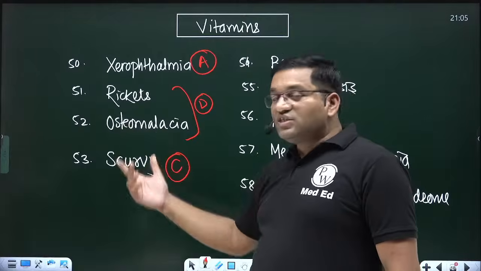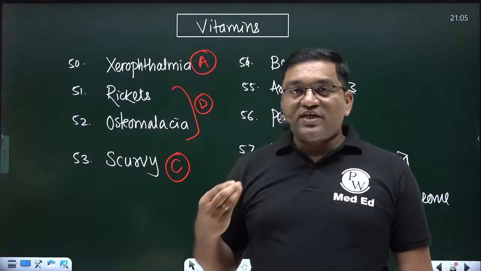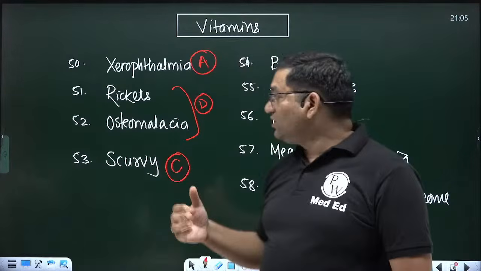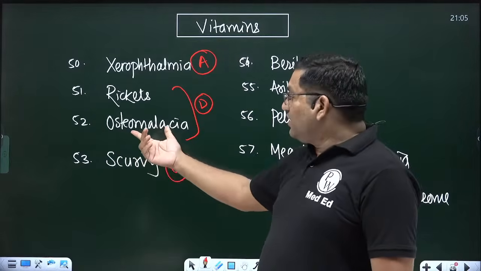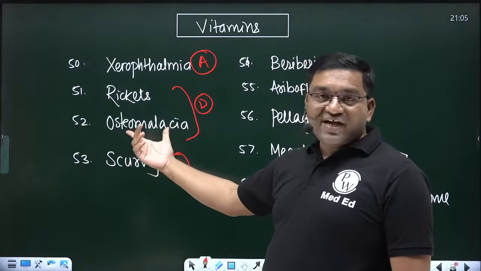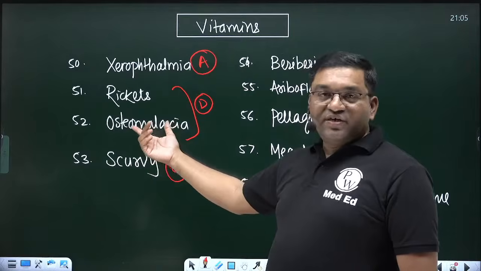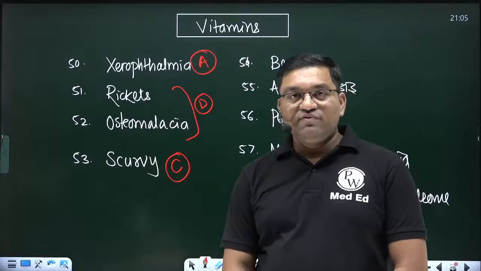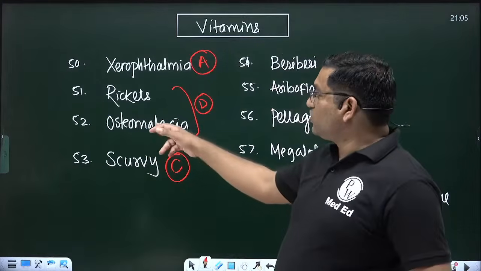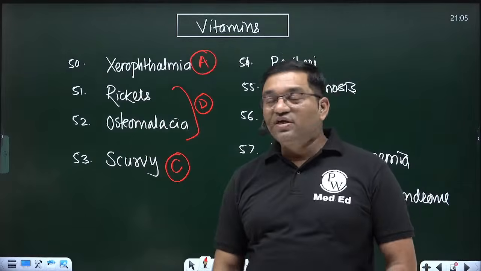In osteomalacia, there is frequent bone fracture because of decreased bone mineral density. There is osteoporosis and an increase in the alkaline phosphatase level. Frequent fractures may be the presenting complaint in osteomalacia. Vitamin D deficiency in the adult causes osteomalacia. In children, it causes rickets.